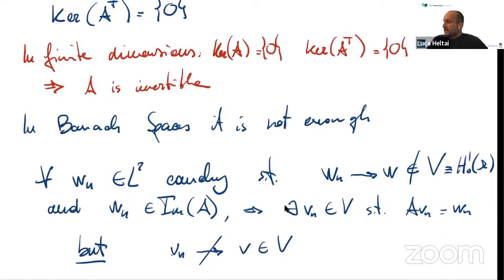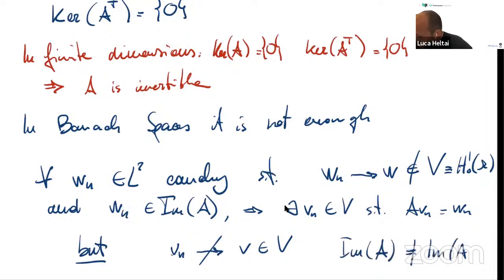Okay. So in other words, what you're showing here is that AVN is always equal to WN, but if you take the limit for N equals to infinity, the resulting object is in W, but it's not in V. So it's not closed. So the image of the operator that we just wrote here is not closed. And this has consequences.